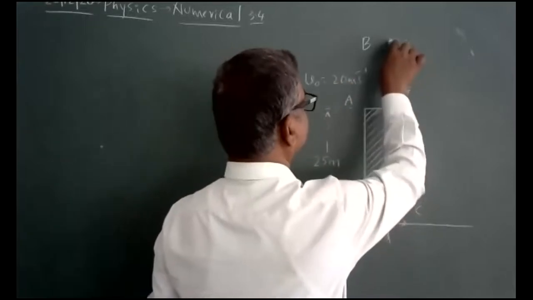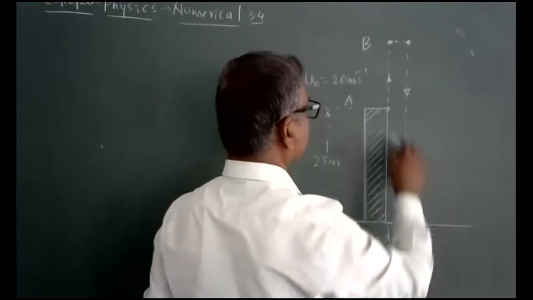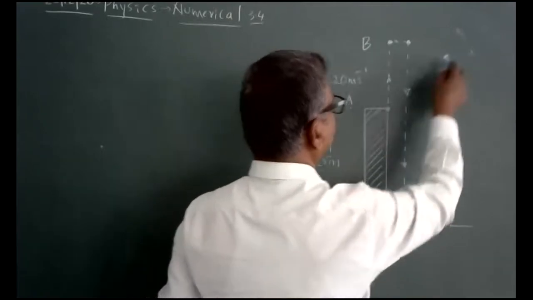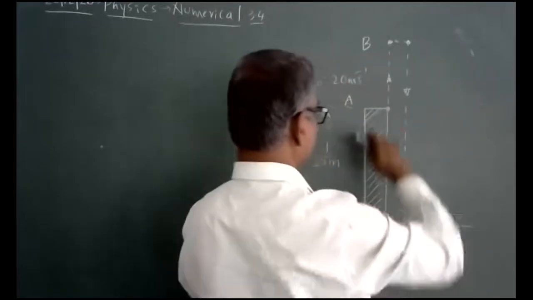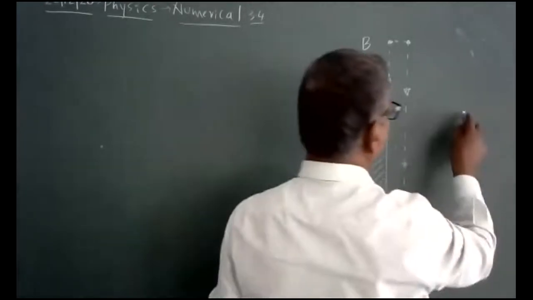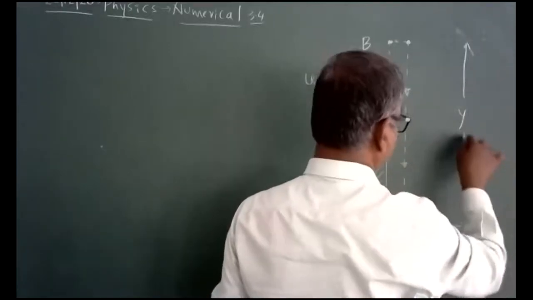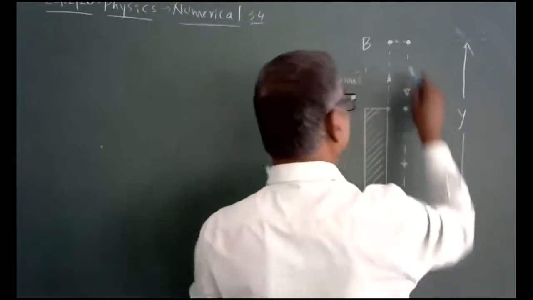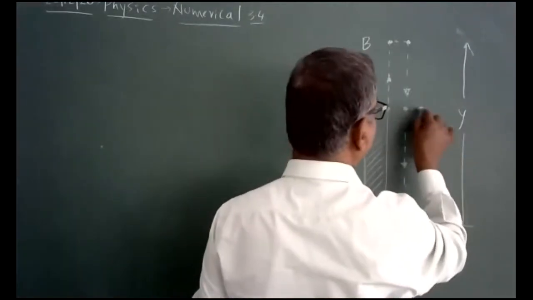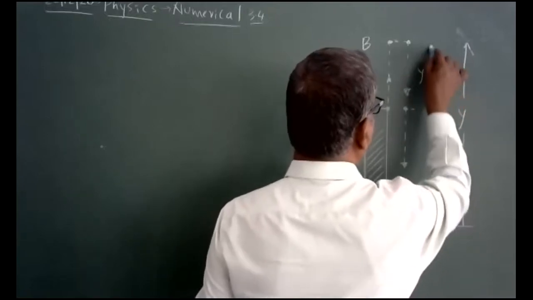The ball reaches height B, then again from this height it falls down. What is this height? Let me take from here to here, this height you can take as y0, and this whole y is the total height. I'm interested here: from here, what is this height, or the total height? Let me write it, y minus y0.